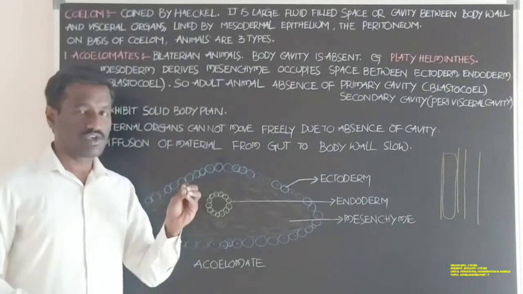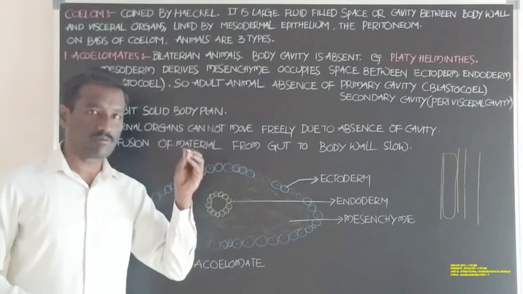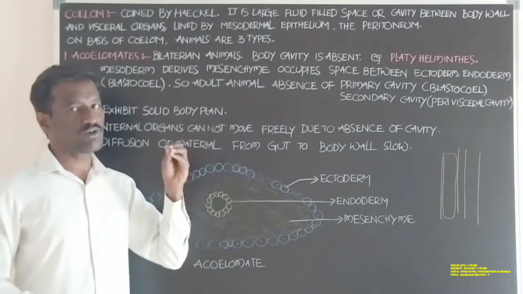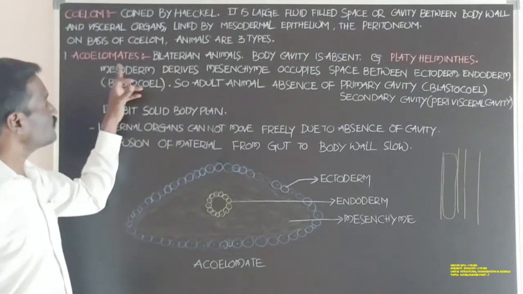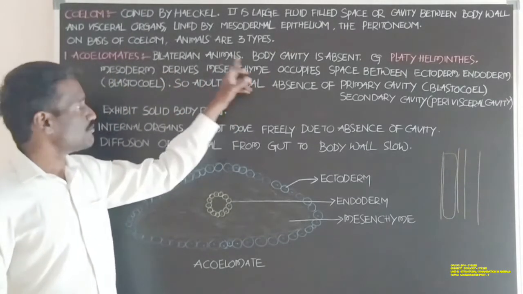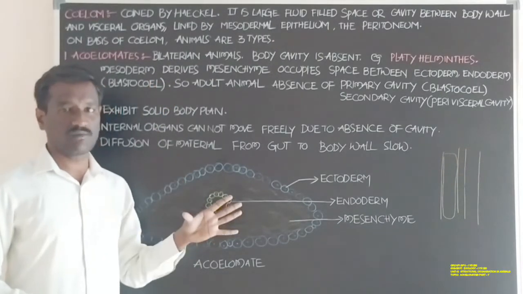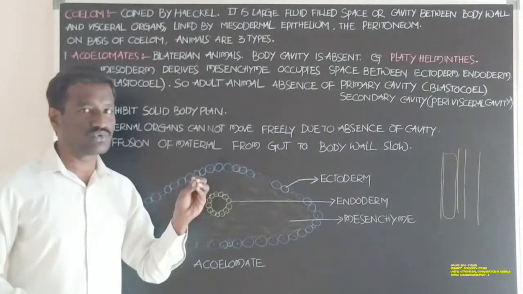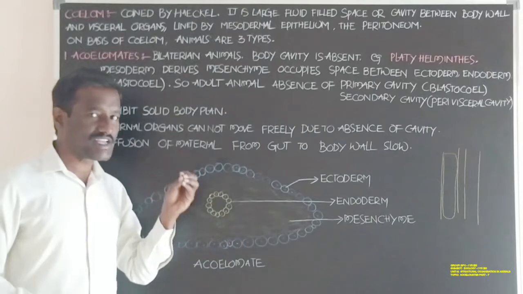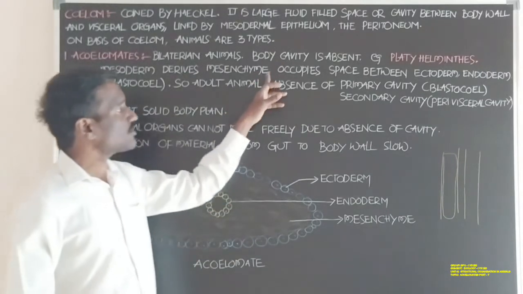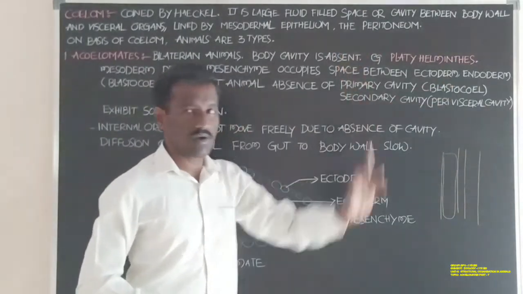The flatworms belong to the phylum Platyhelminthes. These are bilaterians that do not have a body cavity or perivisceral cavity. Mesoderm derives mesenchyme. Mesoderm produces mesenchyme fluid. Mesenchyme tissue fluid occupies the space between the ectoderm and endoderm.